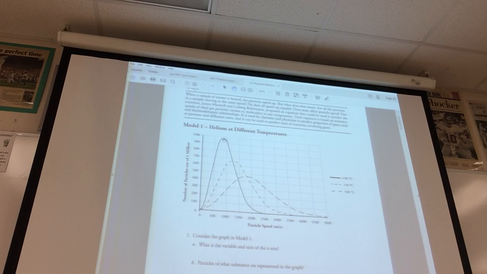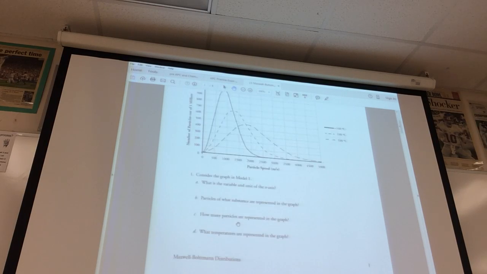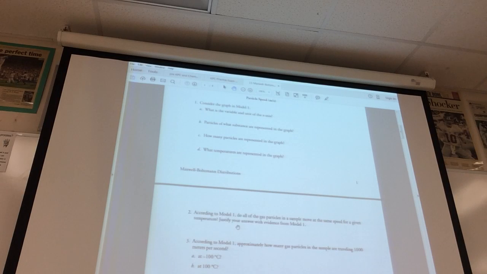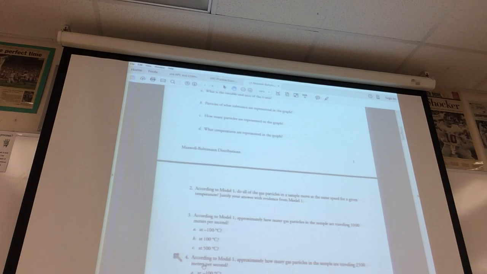So about 950, well, no, that's more like 980 particles out of 1 million move at 800 meters per second. Oh, about 360 particles out of 1 million move at 1500 meters per second. So not all the helium particles at negative 100 degrees Celsius move at the same speed. Okay? You can read off the graph how many gas particles.